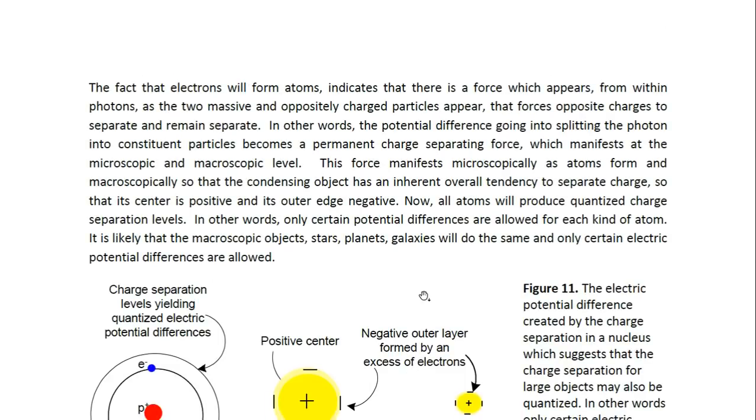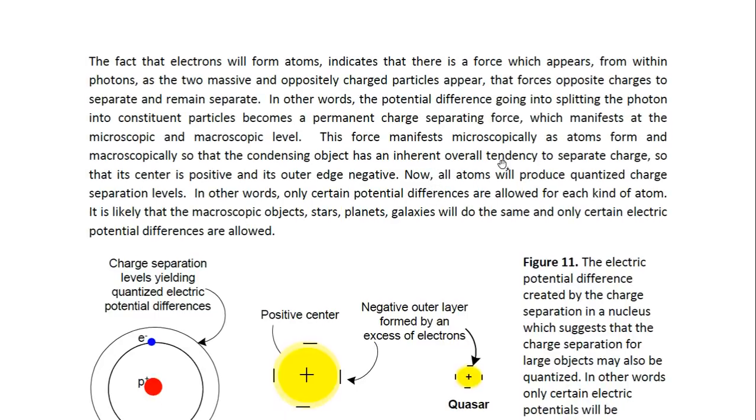Now, the fact that electrons will form atoms indicates that there is a force which appears from within photons. As the two massive and oppositely charged particles appear, that forces opposite charges to separate and remain separate. In other words, the potential difference going into splitting the photon into constituent particles becomes a permanent charge separating force, which manifests at the microscopic and macroscopic level. This force manifests microscopically as atoms form, and macroscopically so that the condensing object has an inherent overall tendency to separate charge, so that its center is positive and its outer edge negative.